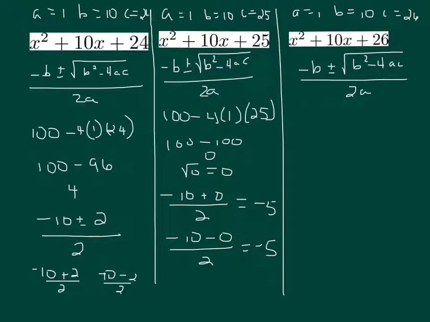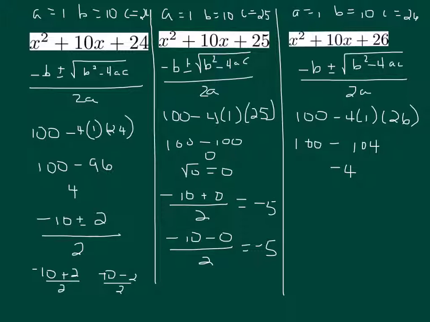I'm going to look again at that discriminant, and I'm going to go b squared, which is 100, minus 4 times 1 times 26. Now, 4 times 6 is 24, so that's 4, and then 4 times 2 is 8, so 104. And so I get 100 minus 104, and that's negative 4.